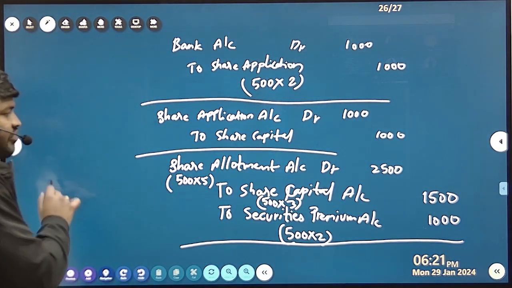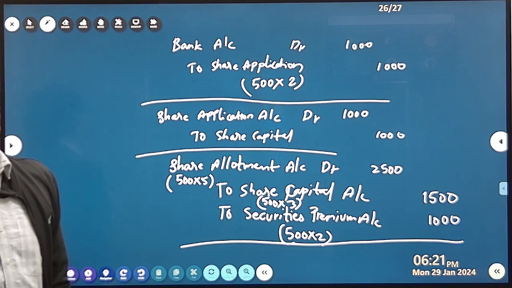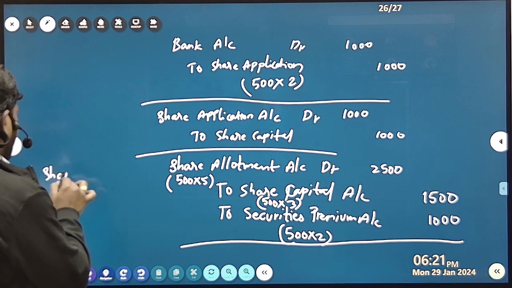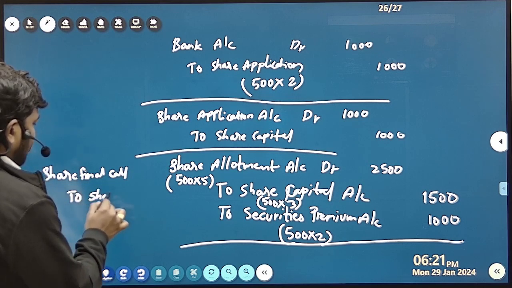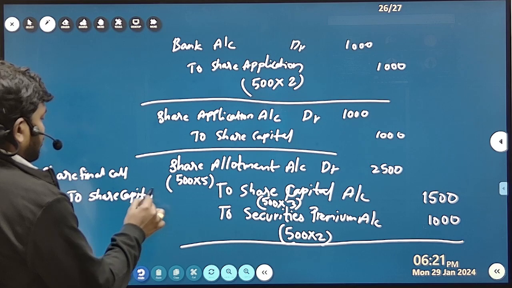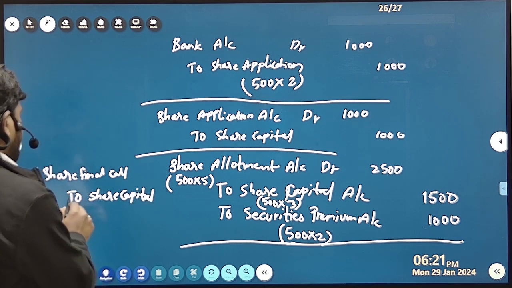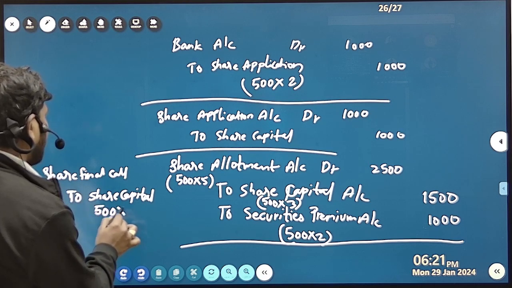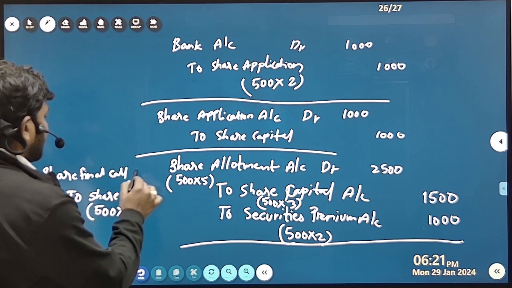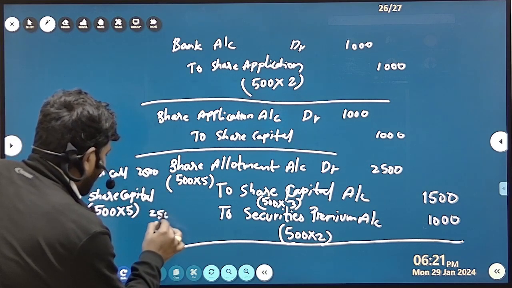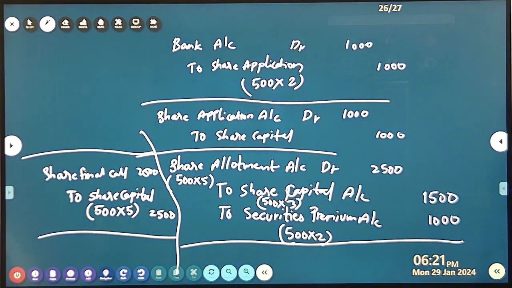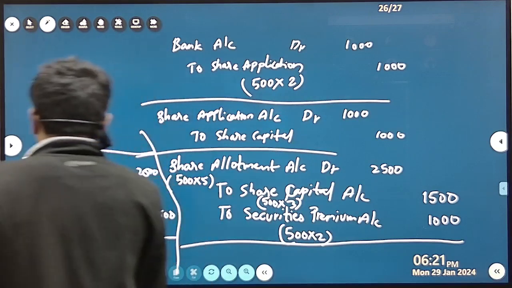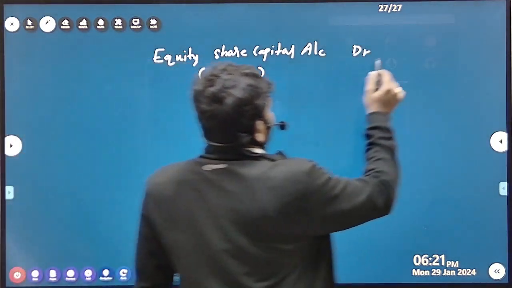Fine. What is the due entry for the final call? Very good. Share final call account debit to share capital account. Very good. You people have done the homework, I can understand. 500 into what is the final call amount? 5 rupees. Total amount is 2500. Yes or no? Now what is the total credit to share capital? 5000. Yes or no? So that is what I am writing in the next entry. See here, 500 into 10, 5000.